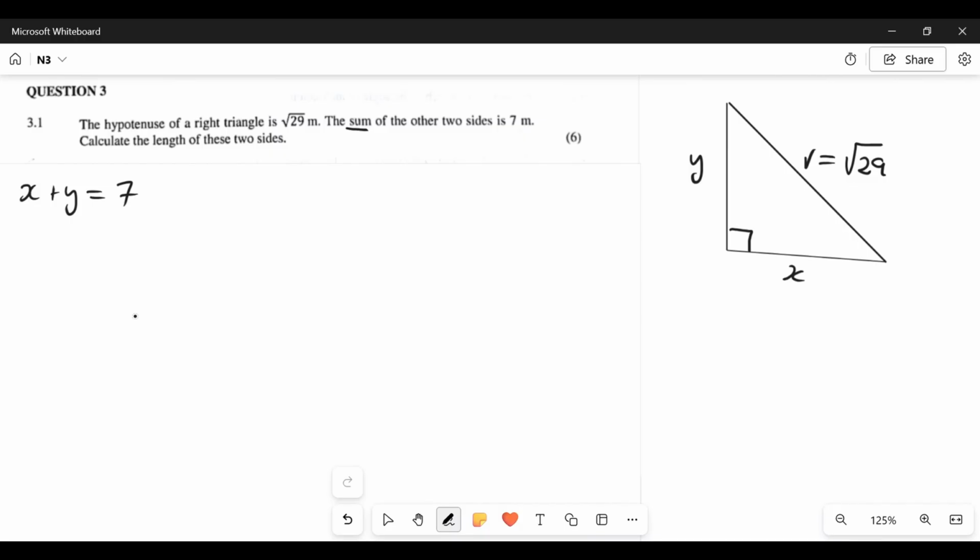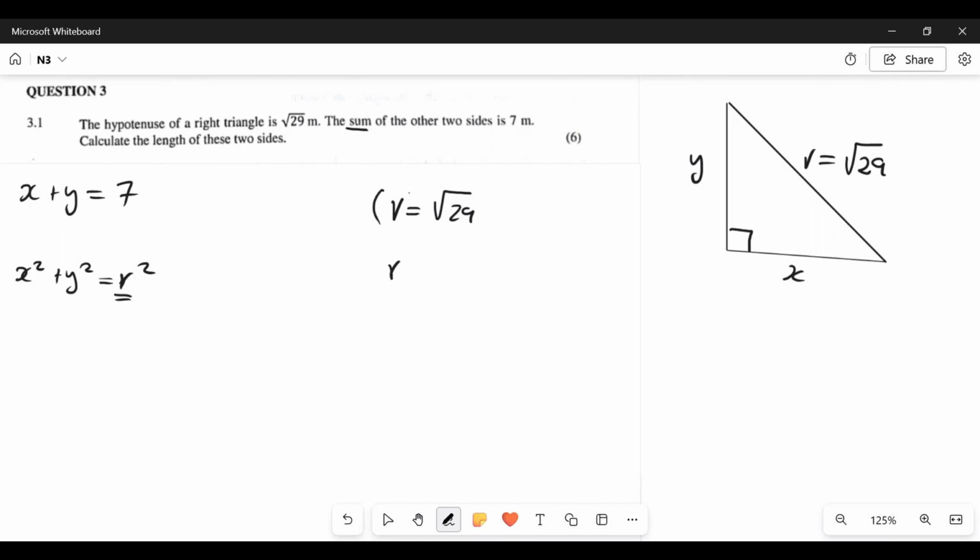There is another equation that we can create. So we can use the Pythagoras theorem. If you still remember the Pythagoras theorem, we have x squared plus y squared is equal to r squared. Now we can use the Pythagoras theorem formula to create another equation for this problem. So we know that r is equal to root 29 from our statement there, but we need to have r squared. So what is actually r squared?